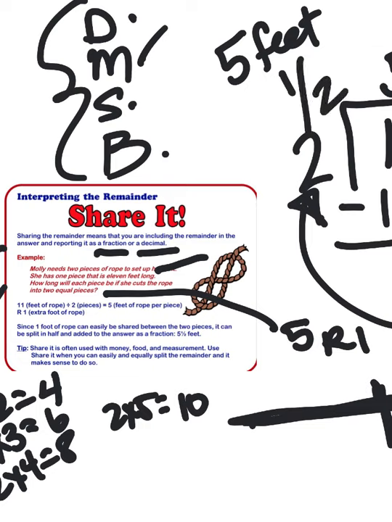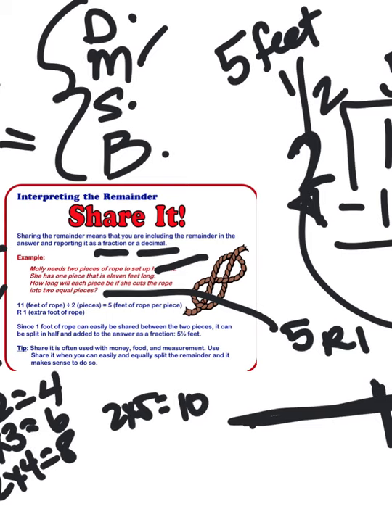So it's 5 1/2 feet because my remainder was 1 and it's out of my divisor, which is 2. So 5 1/2 feet is my answer. And then I can think to myself, well, does that make sense? 5 plus 5 equals 10, and then half of something plus a half of another thing equals 1, so my answer would be 11. So in this case, that makes sense. So my answer then is 5 1/2 feet.